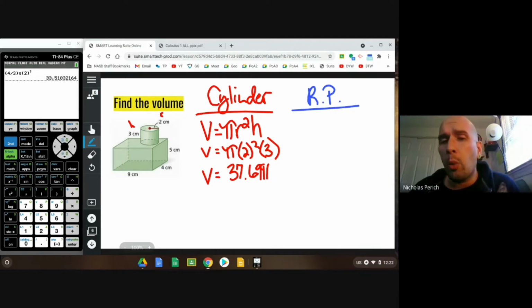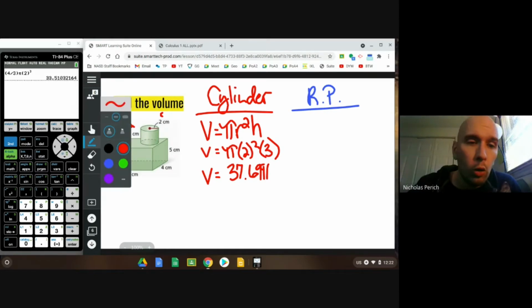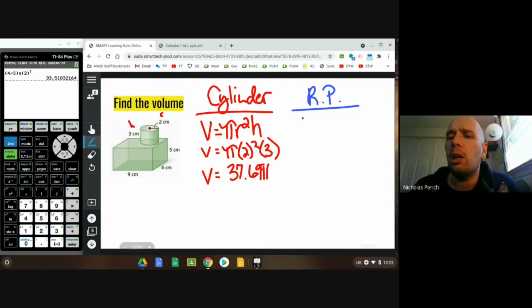Centimeters cubed, but I'll wait until the very end to do that. We just found the volume of a cylinder. Not bad. We've done that so many times before. Hopefully you remember it well. The volume of a rectangular prism is volume equals length times width times height.